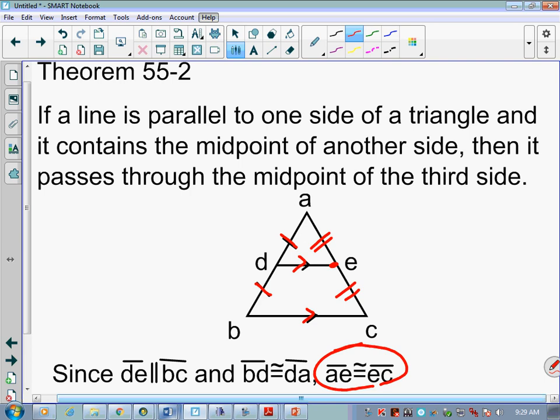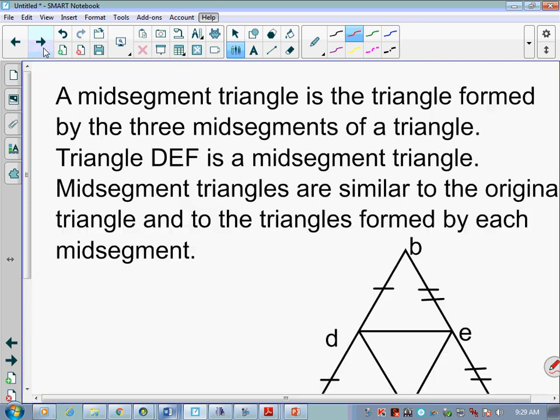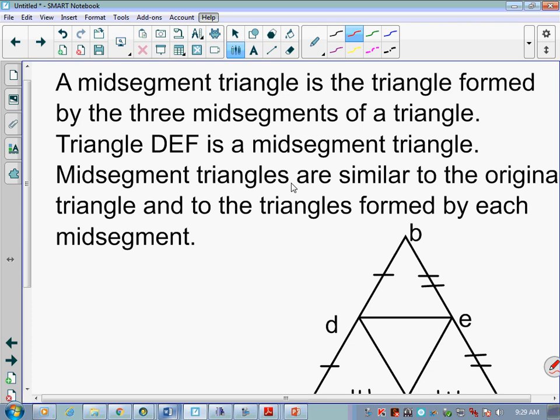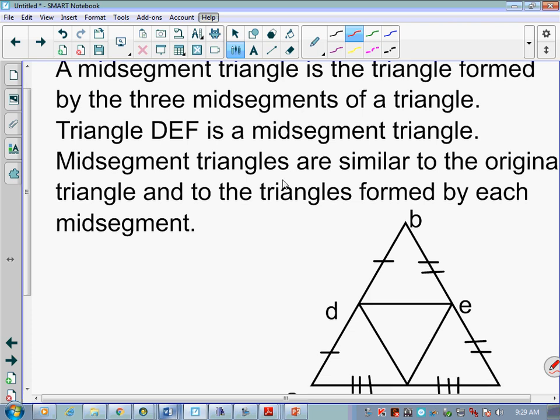All right. We'll look at one more thing here. A midsegment triangle is the triangle formed by the 3 midsegments of a triangle. We've talked about that. Triangle DEF that we see here, if I scroll down a little bit, is a midsegment triangle. Midsegment triangles are similar, right?